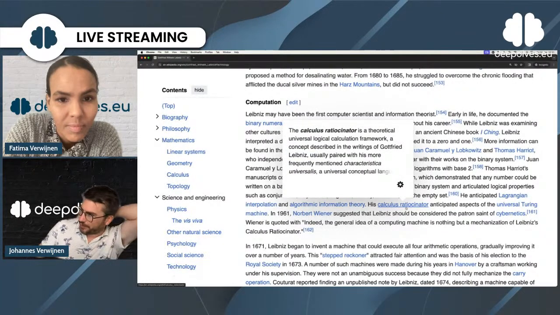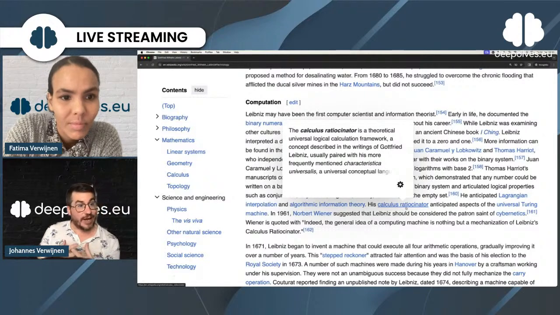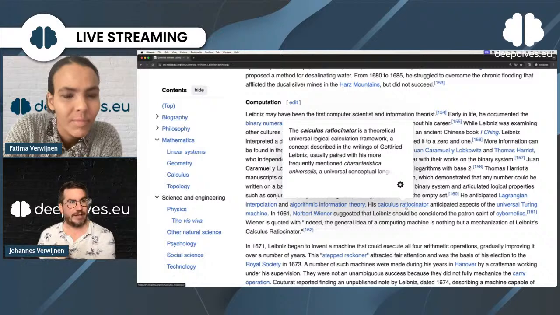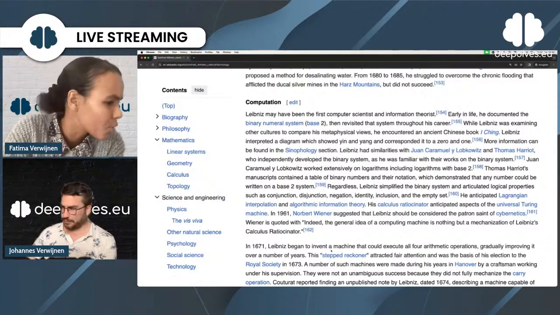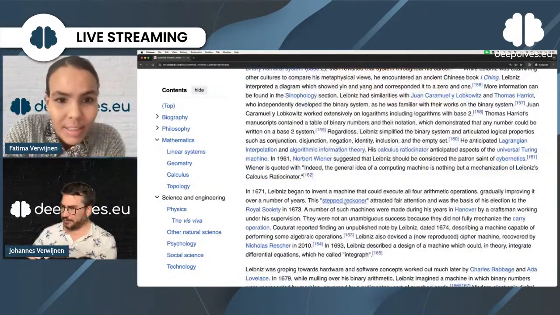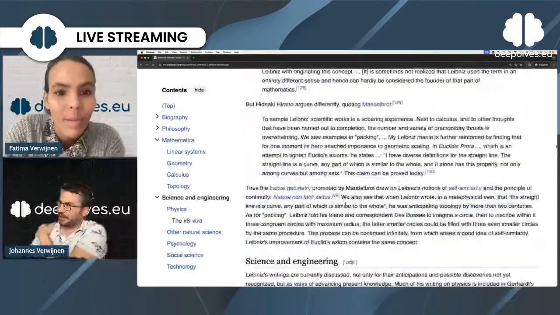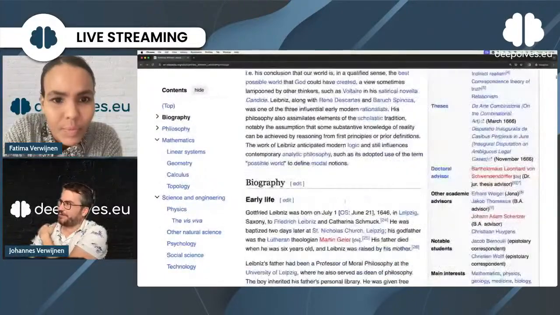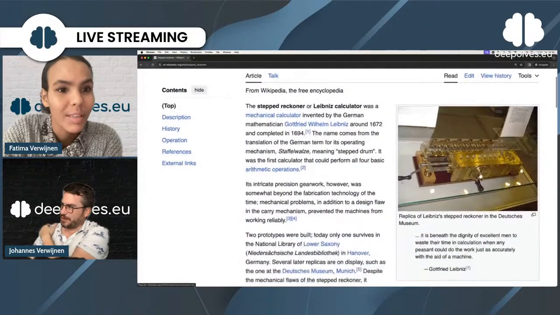The calculus framework that he created actually already anticipated that there could be this kind of generic computer, even though he didn't know how to build one, but he understood that in theory we could have something like that. That's pretty advanced for a dude born in 1646.